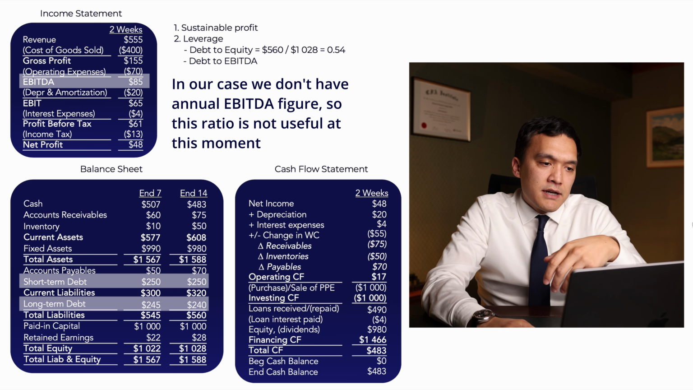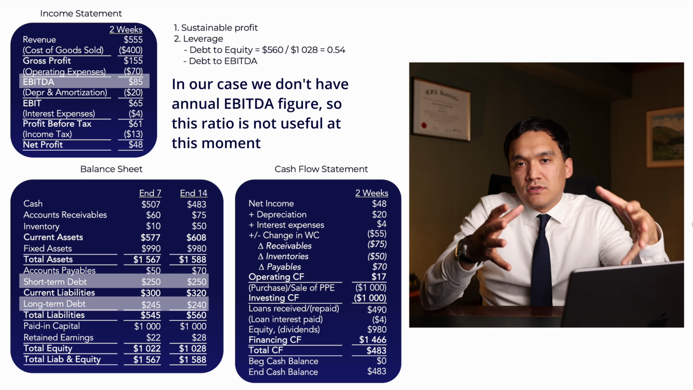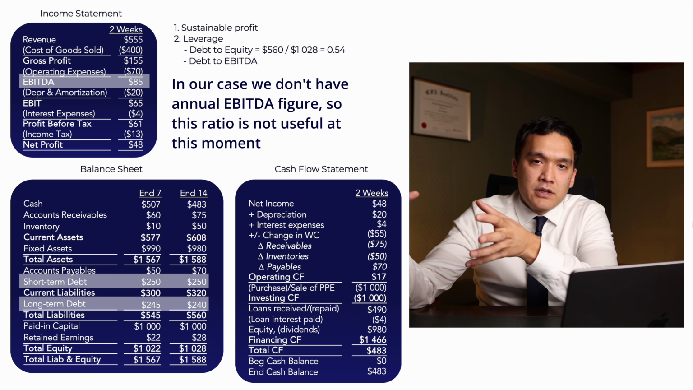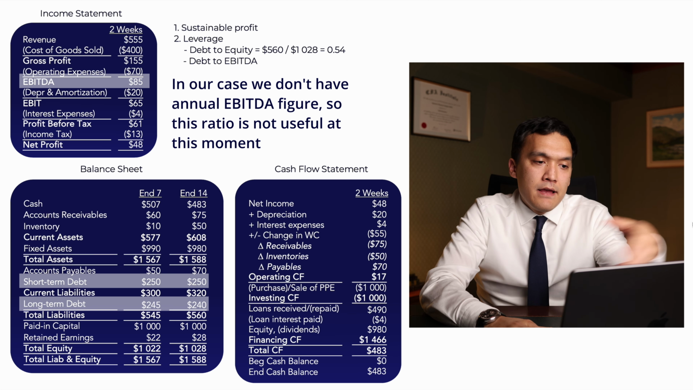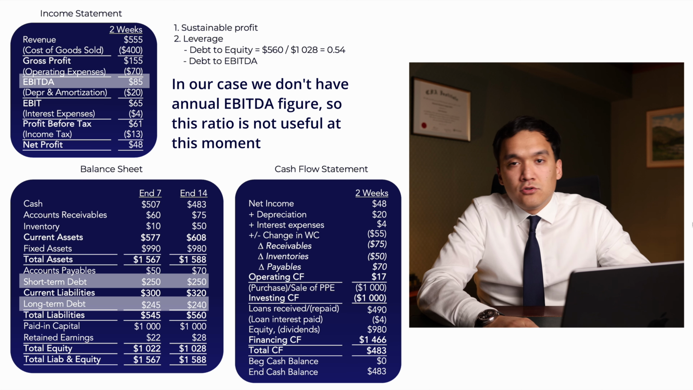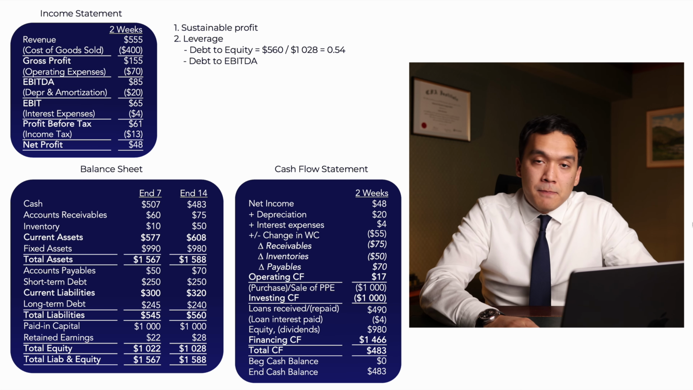And debt to EBITDA. So for example, if we have $2,000 of debt and we have annual EBITDA of $1,000, our debt to EBITDA figure is 2 times. And usually debt to EBITDA figure below 2.5 is considered acceptable.